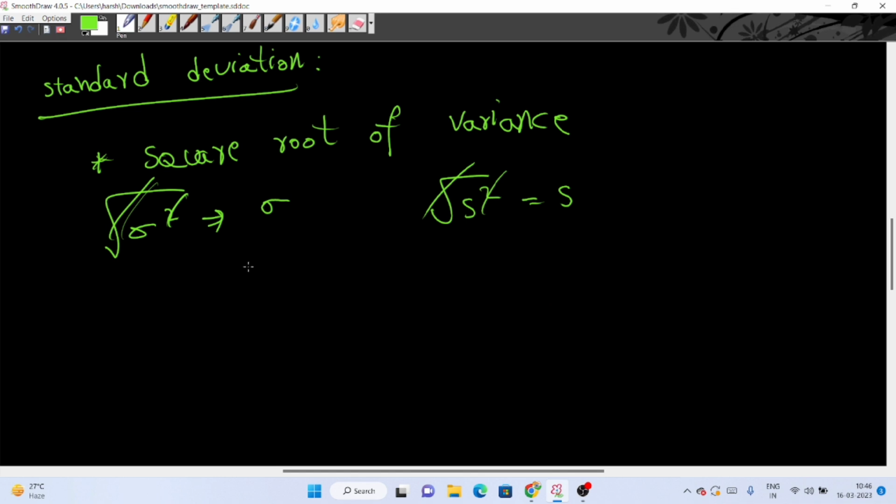For example, if my variance of population is going to be 100, then the standard deviation will be 10. Or else, if my variance of the sample is going to be 49, then my standard deviation of the same will become 7, because 7 square is 49. So this is all about standard deviation. If you really understand variance, standard deviation is going to be super easy for you.